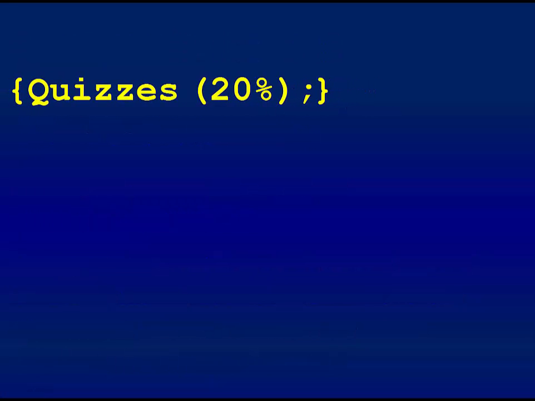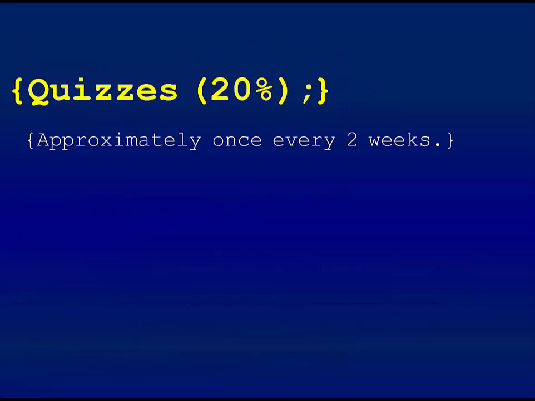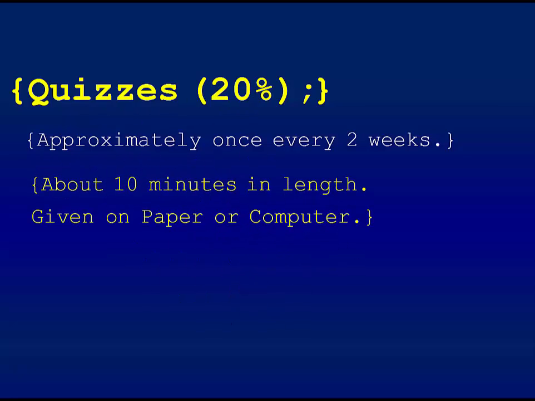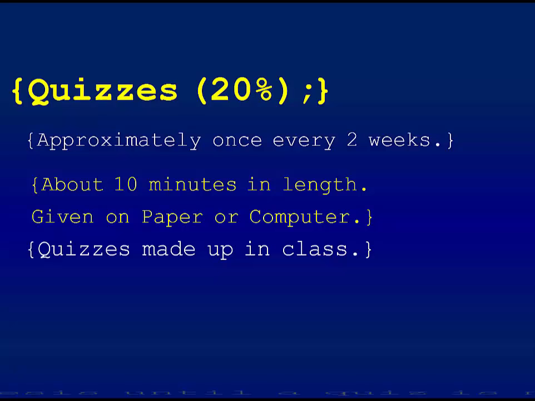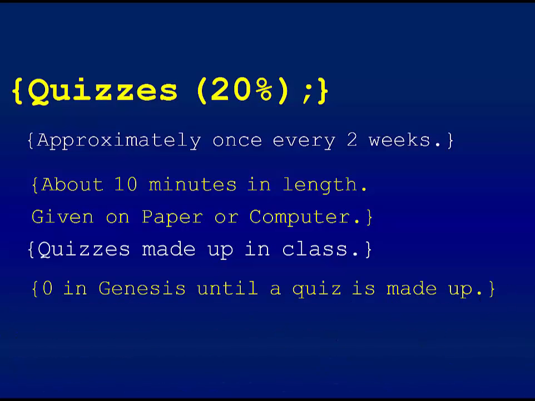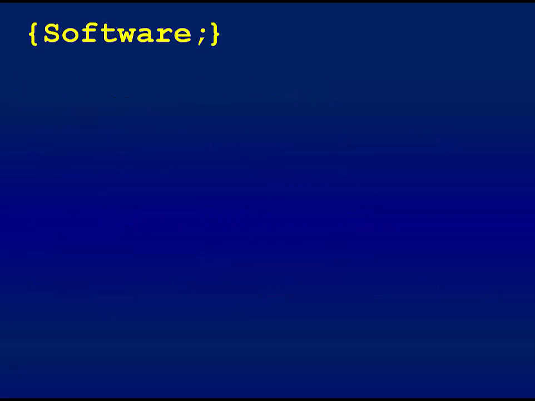No partial credit for homework turned in late except for excused absences and other unforeseen circumstances, and the homework should be made up. All right, quizzes, 20%, maybe once every 2 weeks. They'll be pretty short, given on paper or even the computer on my computer-based testing app, and the quizzes can be made up in class. I do put a 0 in Genesis until a quiz is made up.